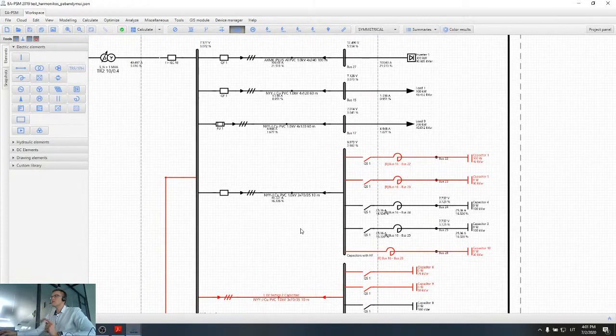So the next example will be about the detuned harmonic filter. So these were the tuned filters. Now I will explain also what are detuned harmonic filters. However, before that, let's try to answer a few questions.